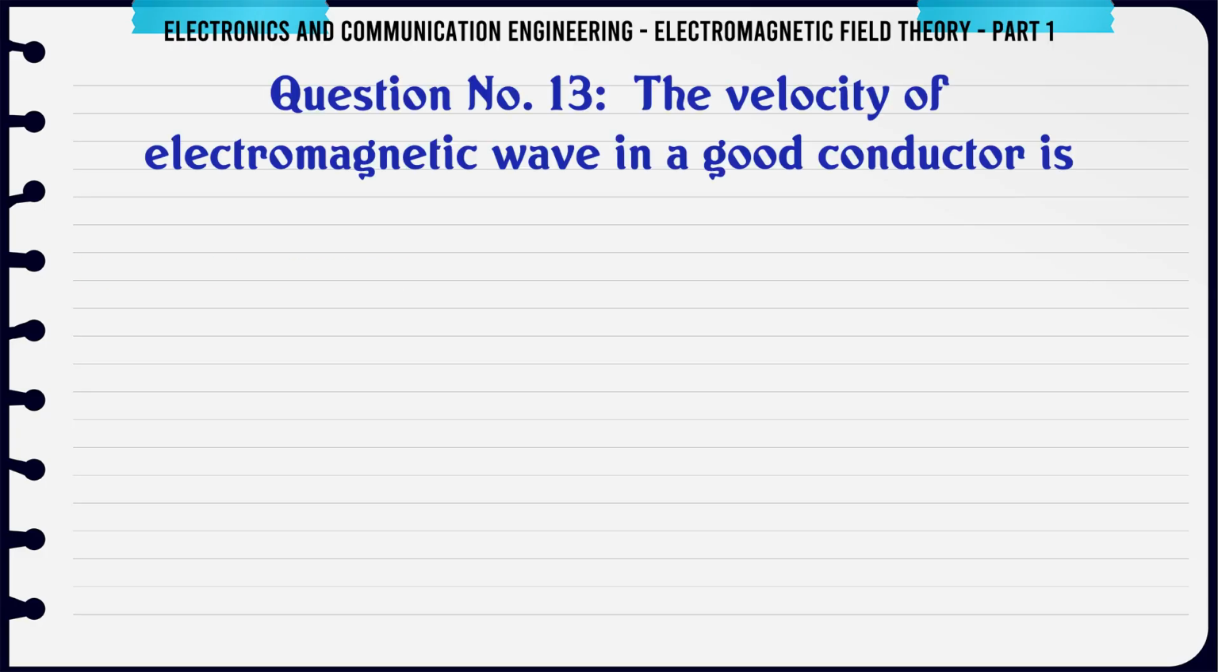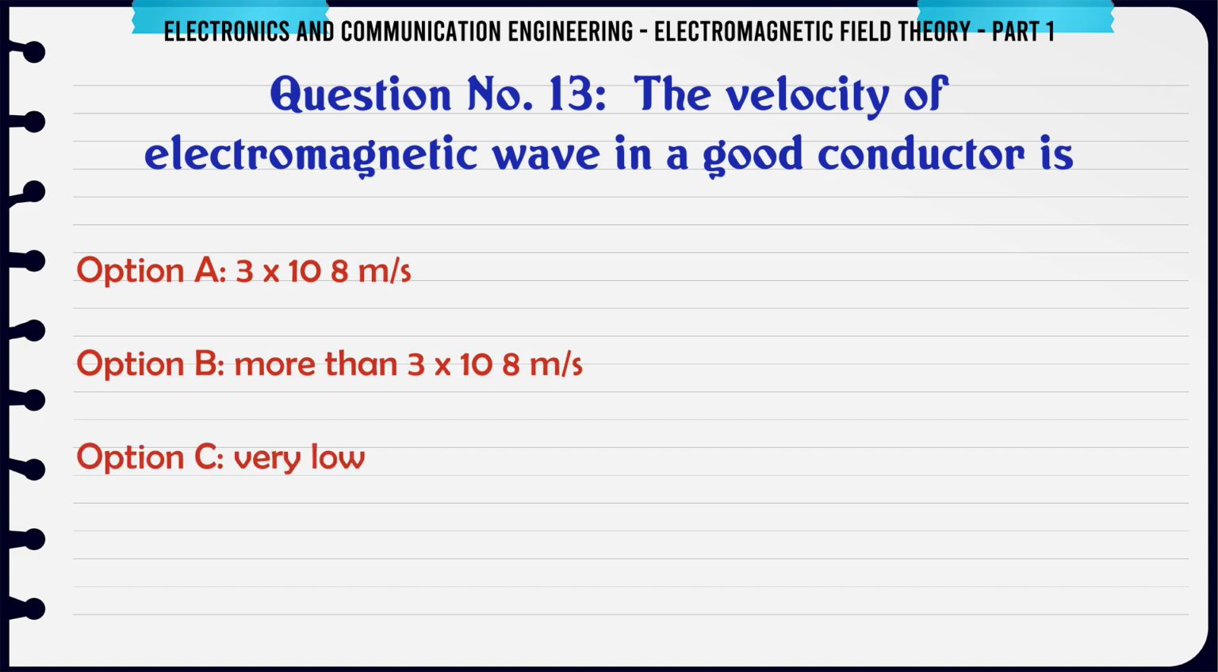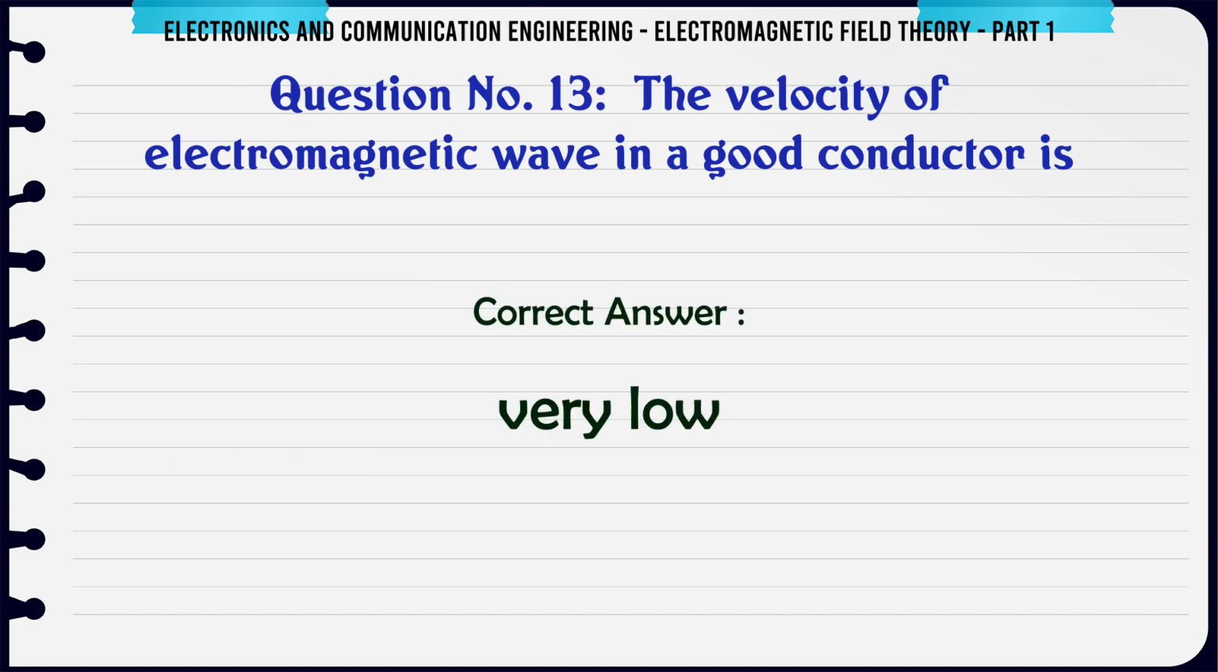The velocity of electromagnetic wave in a good conductor is A 3 × 10⁸ m/s, B more than 3 × 10⁸ m/s, C very low, D high. The correct answer is very low.